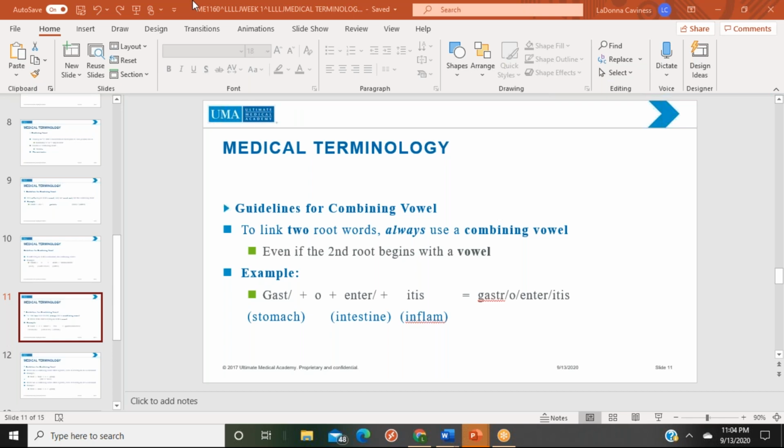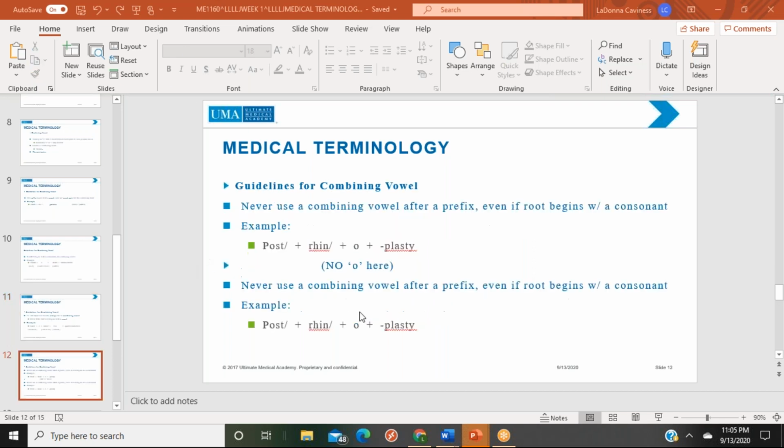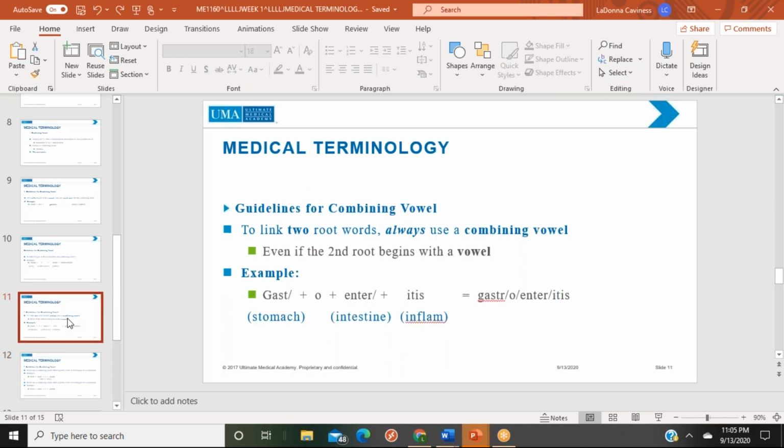Guidelines for combining vowels. To link two word roots, always use a combining vowel, even if the second root begins with a vowel. Here's an example of that: GASTR plus O plus ENTER plus ITIS. Pull that all together: gastroenteritis. Gastro meaning stomach, your combining vowel is O, ENTER is intestines, and ITIS equals inflammation. Again, when you pull it all together, it equals gastroenteritis. Okay?